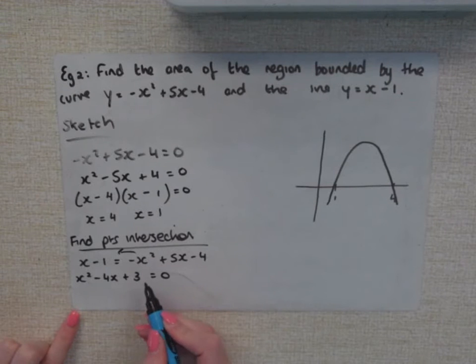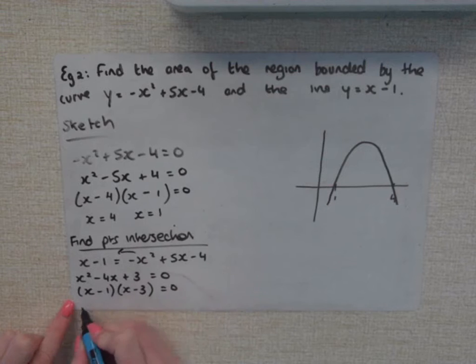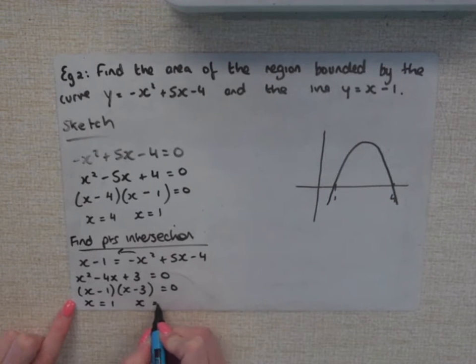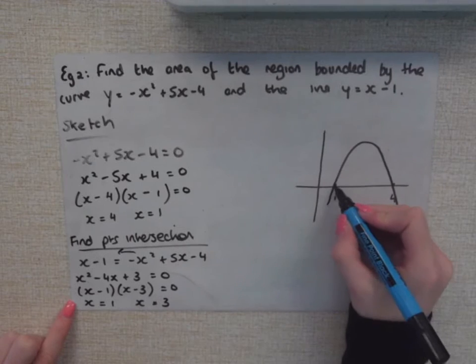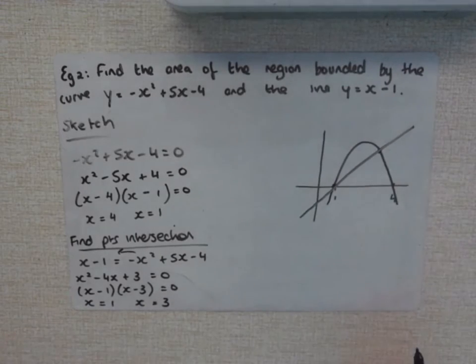Factors of 3 are going to be 3 and 1, and they're both going to be minus again. Or you could use your minus b there. So x is 1, and x is 3. So I know the line and the curve meet when x is 1 and x is 3. So they actually meet there, and they meet somewhere like that. Is everyone all right with that?